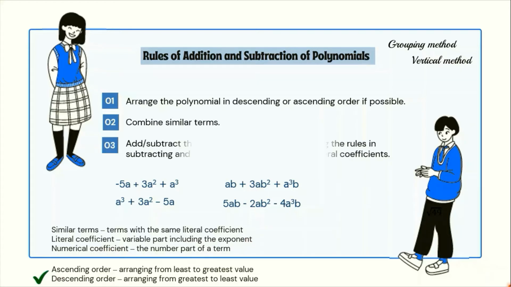Once we're done combining similar terms, we can now proceed to add and subtract the numerical coefficients, applying the rules in subtracting and adding integers, and then copy the literal coefficient. Tandaan na ang ating ina-add or subtract ay yung numerical coefficients lamang. Yung kanilang literal coefficients ay kinokopya lang natin. And for you to do so, you must remember the rules of integers. Kaya naman, panoorin natin ang review for the rules of integers.